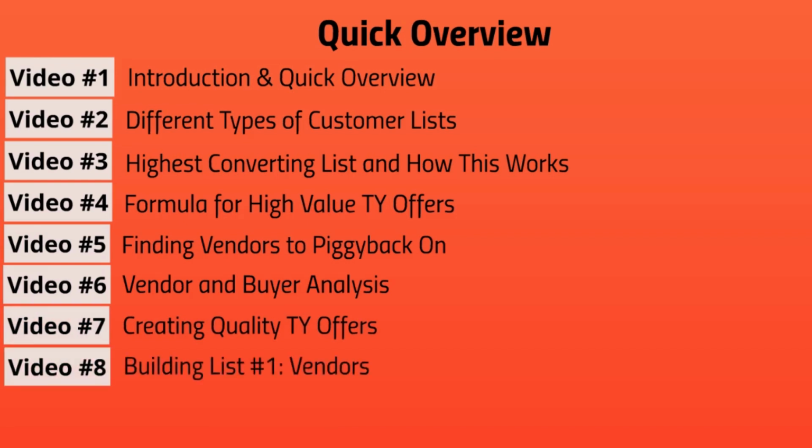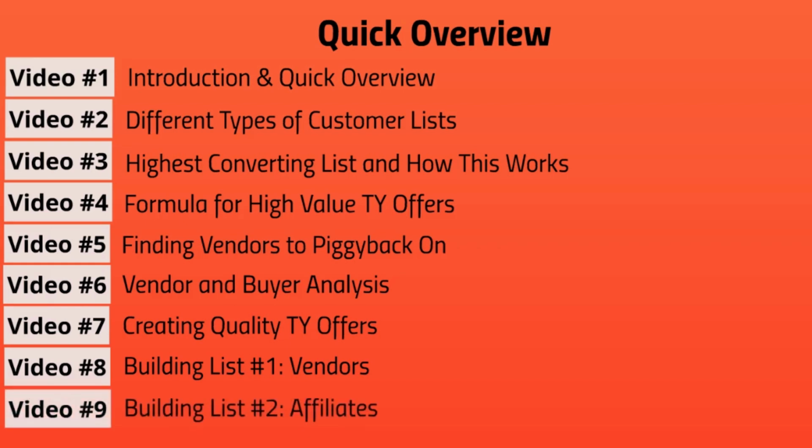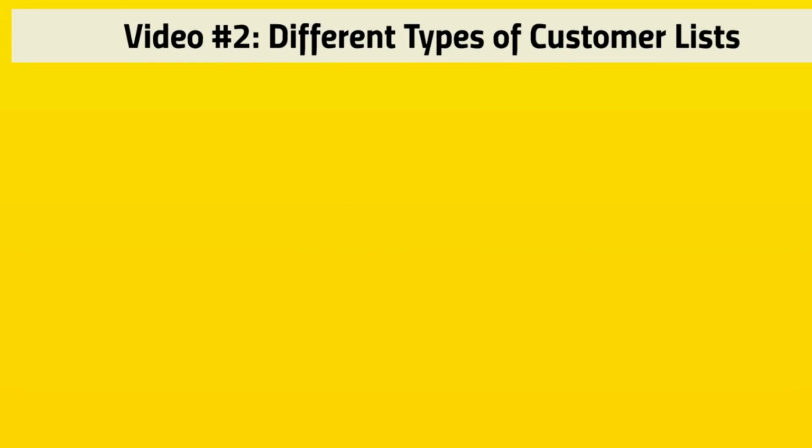And of course, in video number 8, we're going to talk about building a list. So after everything we've talked about in the previous areas, we're going to talk about actually building the list as far as vendors go. And as you're waiting for vendors to say yes, we will talk about building a list as an affiliate in video number 9. All right, so now that you understand the basics, let's jump right in and talk about the different types of lists.